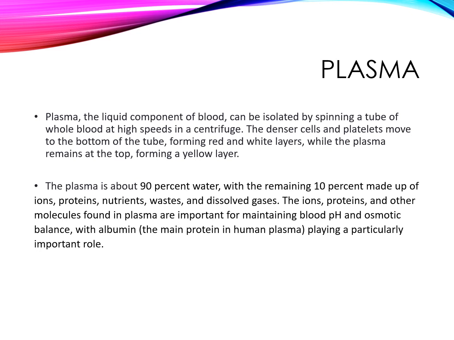And these ions, proteins and other molecules found in the plasma are very important for maintaining the pH of blood and osmotic balance. The main protein, albumin, plays a very important role in this.